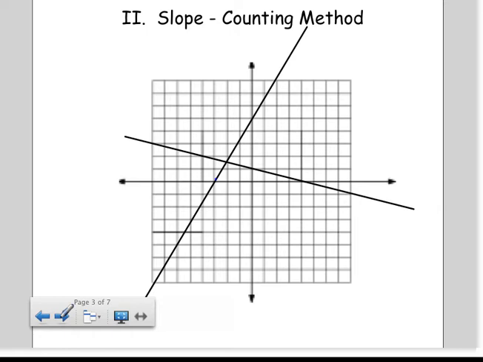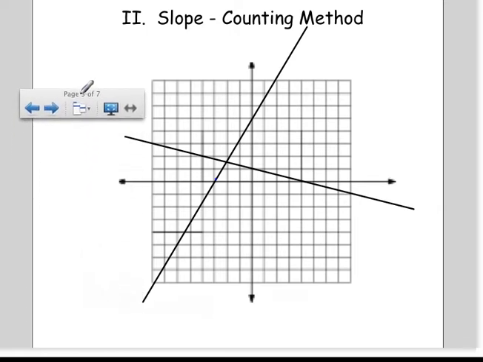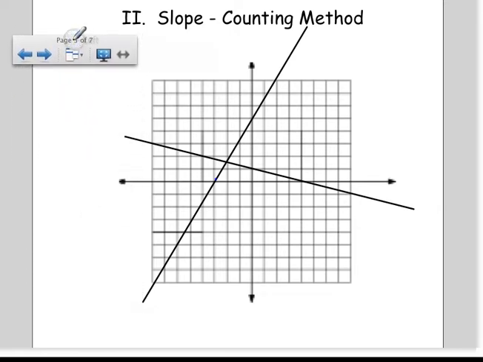First, I want to talk about how you can calculate slope using something called the counting method. It's called the counting method because you're going to be counting two things. You know that slope is really the relationship between the change in y over the change in x, which is another way to say it's rise over run.